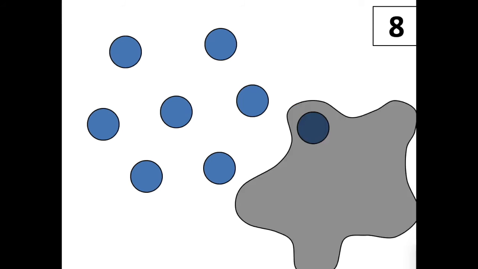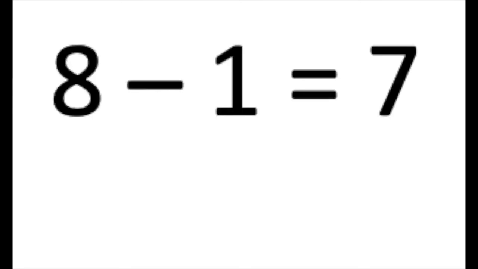Are you ready to check your work? There is 1 dot under the splat. 8 take away 1 equals 7 left. Now we're going to connect it to tens frames. Get out your tens frame or draw one like this on your whiteboard. Press pause while you do this to be ready. Press play when you're ready to keep going.